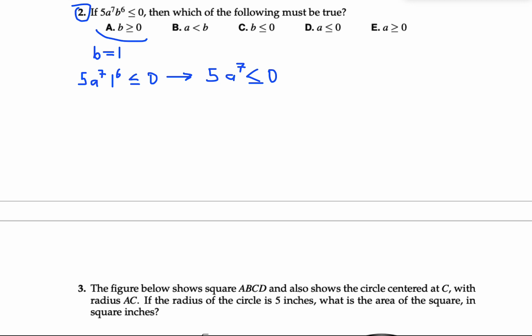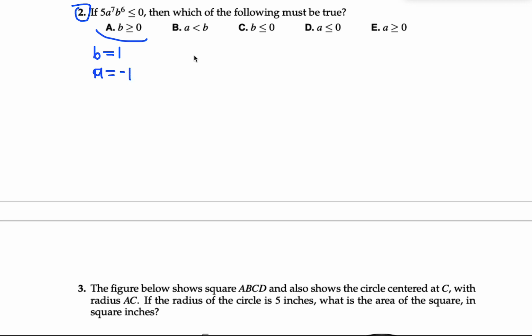So we'll move on to option B. Option B is saying that a is less than b. Okay, well, let's assume that and see what happens. So we get a is less than b. For starters, we could say that a is equal to, say, maybe -1.